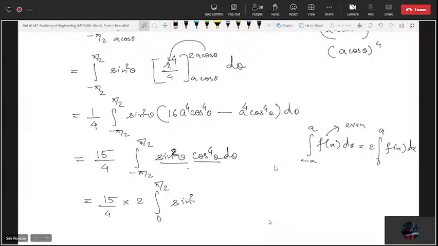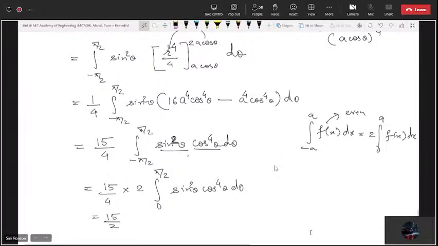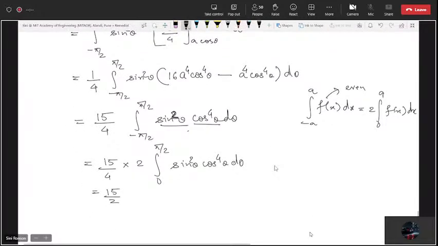And now we have sine square theta cos raised to 4 theta d theta. Using the reduction formula which you have already studied, how do I use it? This is m, this is n. Use the reduction formula: m minus 1, 1; n minus 1, 3; go on taking differences of 2 till we end up at 2 and 1. And below will be m plus n, that is 6, 4, 2. And because both are even, we multiply by pi by 2. So this is your final answer.